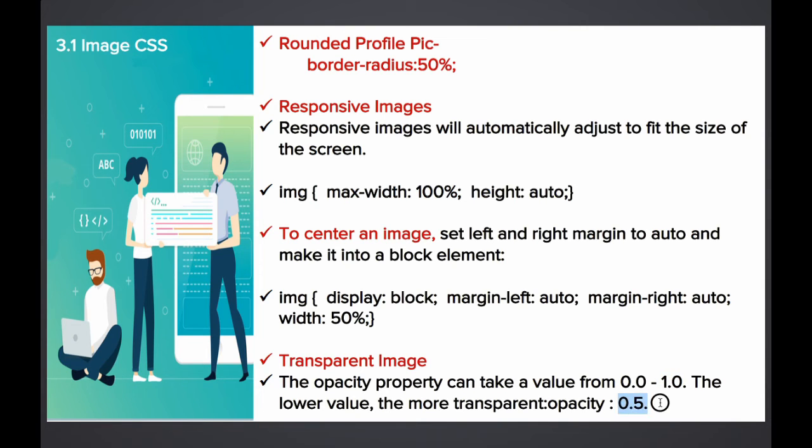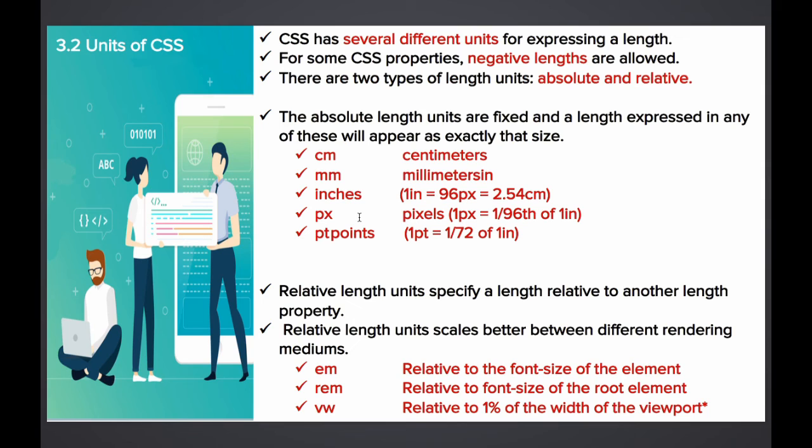For 0.5 we will get 50% of the initial image. Units of CSS: this is a fully theoretical concept, and it's very important that you know it. CSS has several different units for expressing length. For some properties, negative lengths are also allowed.